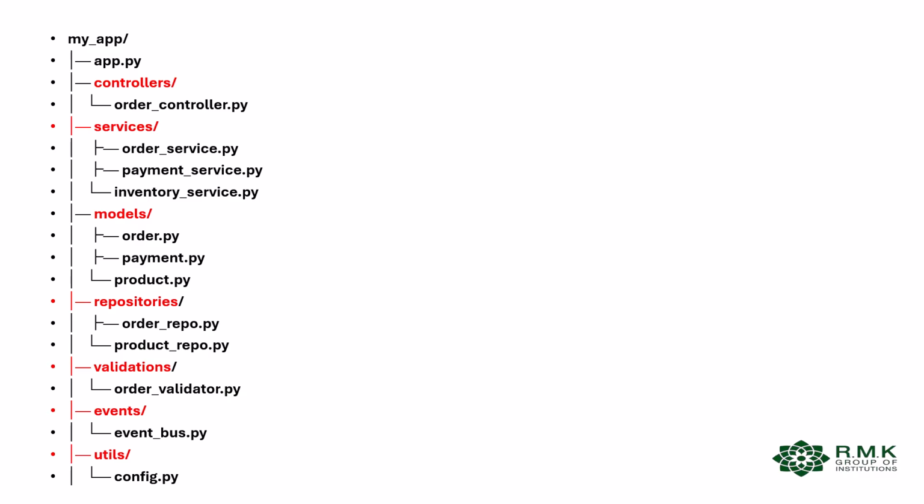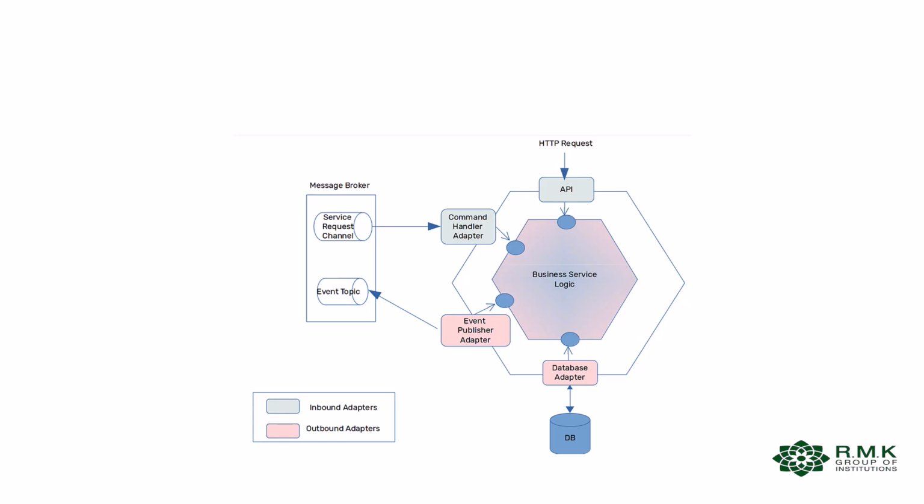Next, in the repositories, I maintain the order repo and product repo. Coming to validation, there is order validate, and then events, which include the event bus, and utilities. Configuration is maintained in a Python file. Next, the architecture describes how successfully the client places their order and in what time they get the order back.